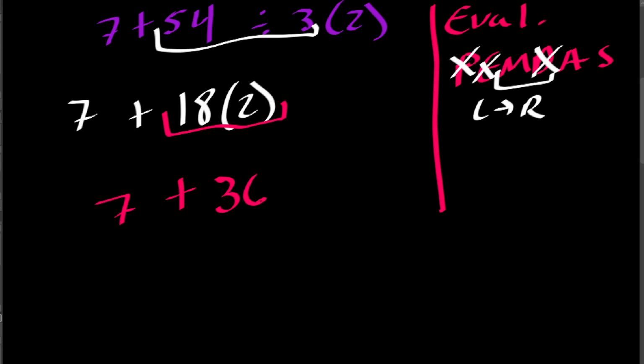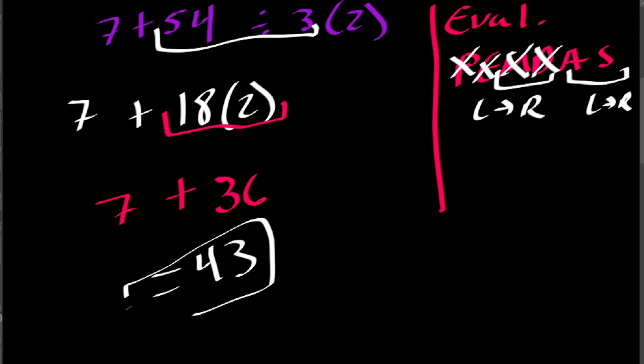So now we've done the multiplying, we've done the dividing. Now the last step, adding and subtracting, we do that from left to right, but it doesn't really matter here because there's only adding. So now we're going to add 7 plus 36 to give us 43. And we're finished. All right, let's do another one.